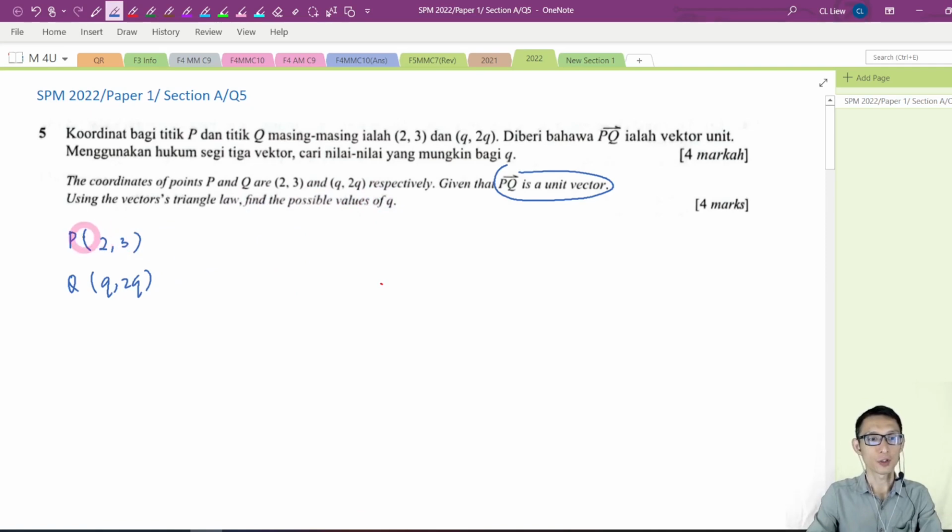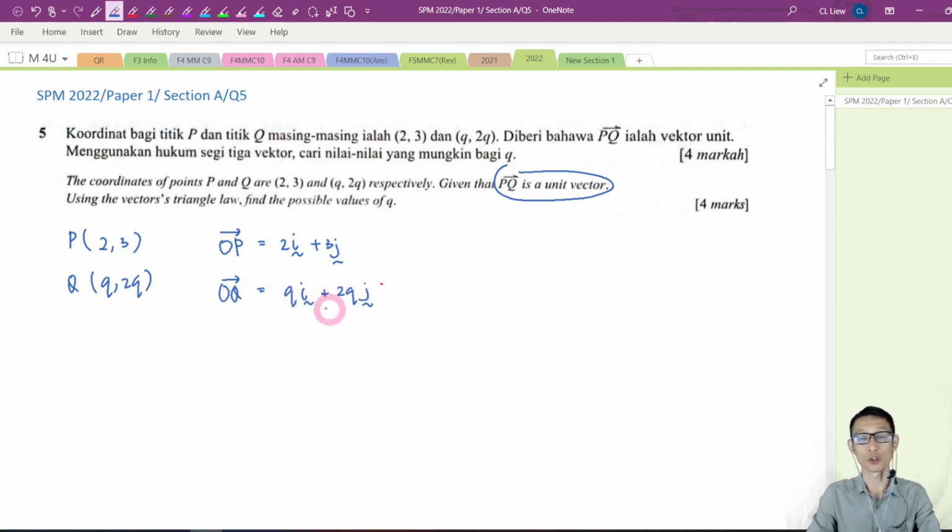Okay, so if the coordinate of P is (2, 3), then OP is equal to 2i plus 3j. And OQ is equal to qi plus 2qj. So be careful with the i and j because they look very similar to each other. Now given by the question, PQ is a unit vector, from here we actually know that the magnitude of this vector PQ is equal to 1.